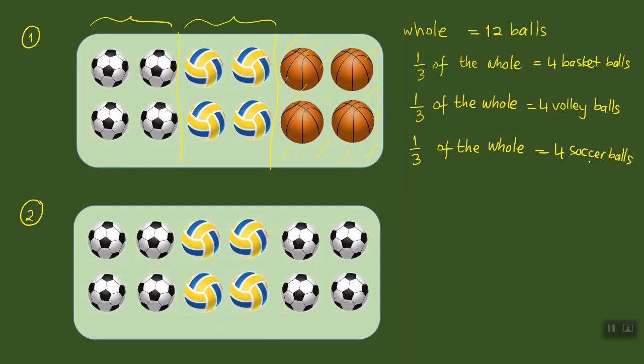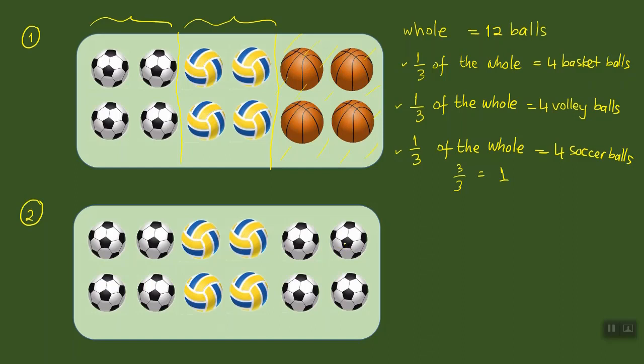So in number 1, we have a set of 12 balls. The whole contains 12 balls. 1/3 of the whole is 4 basketballs. Another 1/3 of the whole is 4 volleyballs. And another 1/3 of the whole is 4 soccer balls. So 1/3 and 1/3 and 1/3 all together make 1 whole, because 3/3 all together is 1 whole.